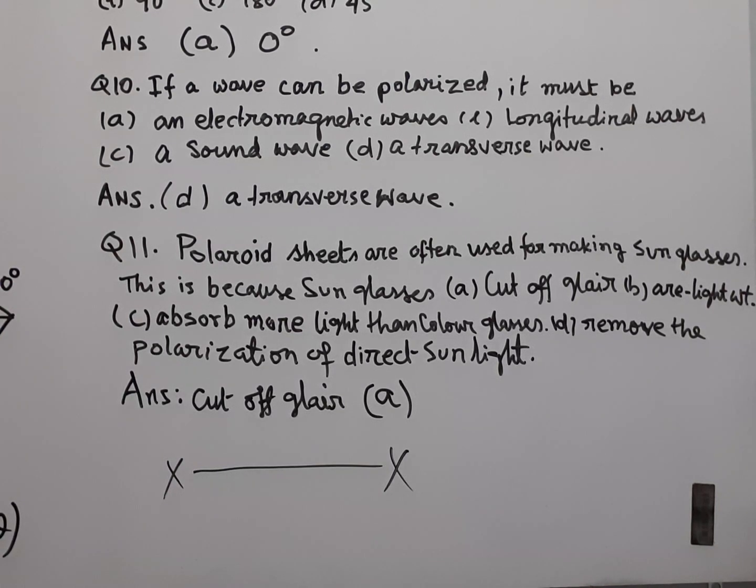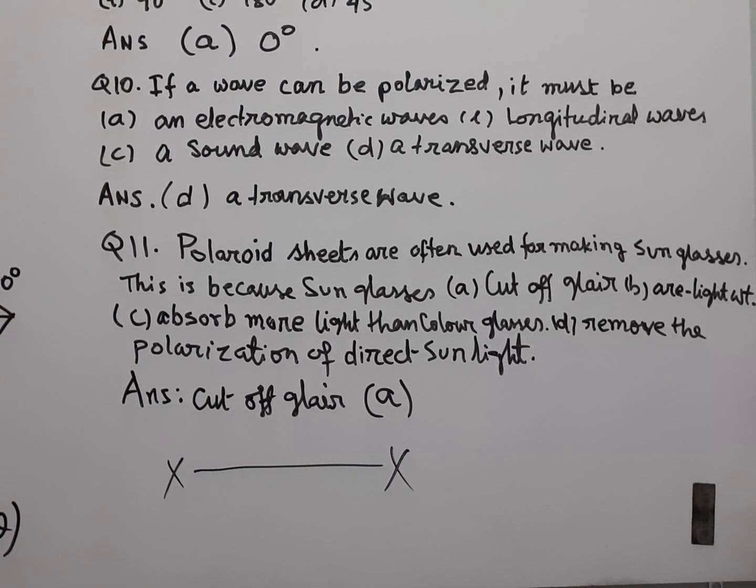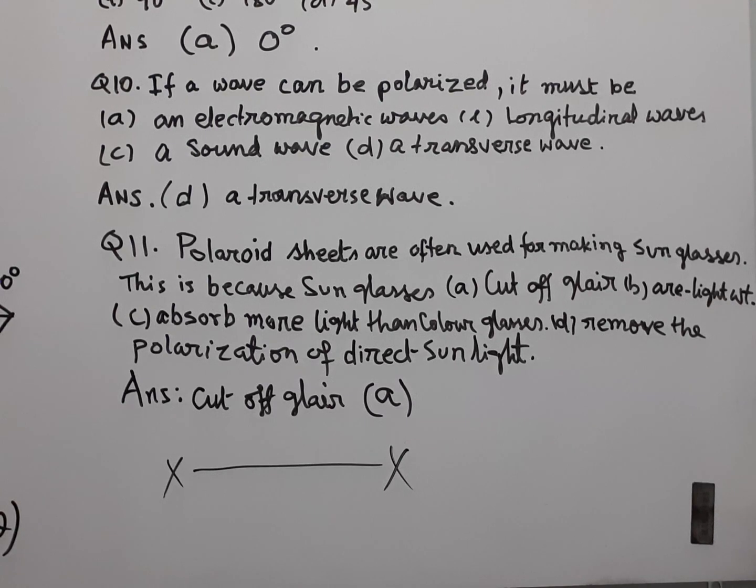Polaroid sheets are often used for making sunglasses. This is because sunglasses, number A, cut off glare, number B, are lightweight, number C, absorb more light than colored glasses, number D, remove the polarization of direct sunlight. So, out of these 4 choices, A will be the answer, because nowadays modern technology has given a lot of advantage on Polaroid sunglasses. They are designed in such a manner that whatever glare takes place on people's faces due to sun rays, or whatever uneasiness they feel, is highly cut off through these sunglasses.